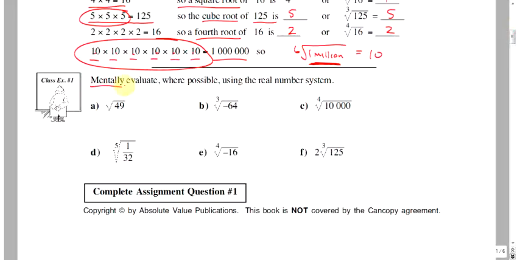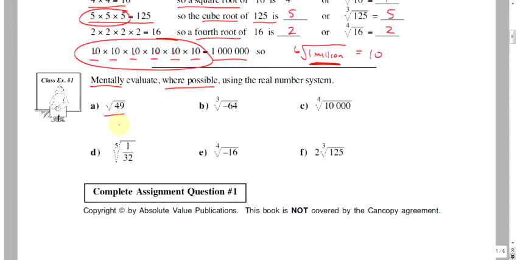What does mentally evaluate mean? Estimate, same thing. That means no calculator. Okay? Do yourself a favor. Don't use one where it says this, where possible. Keep that in mind. Always read the question, okay? Don't pull your hair out if it doesn't work.